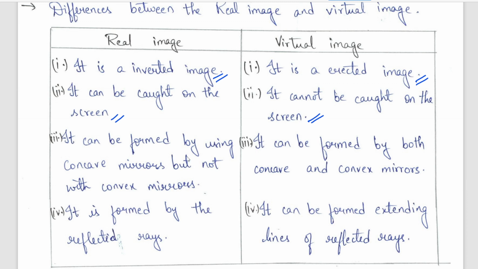Okay. Third point: real images can be formed only using concave mirrors, but they cannot be formed using convex mirrors. And virtual images can be formed by using both concave and convex mirrors.